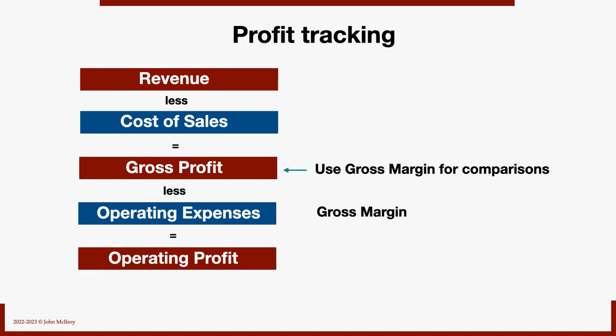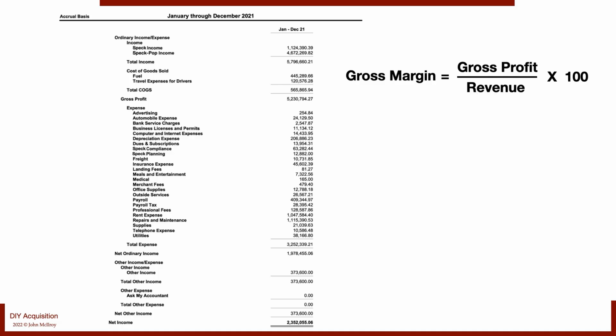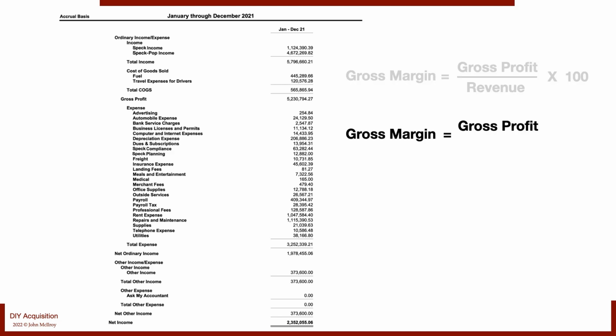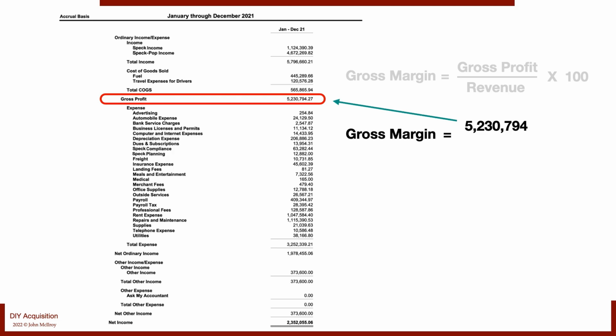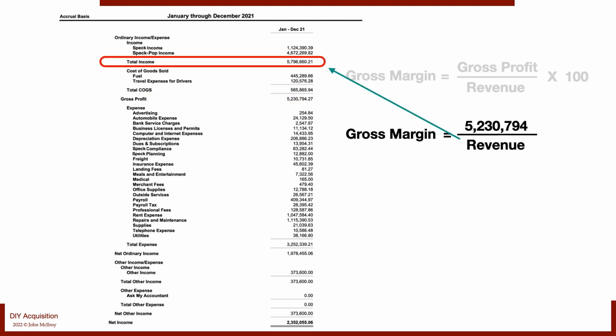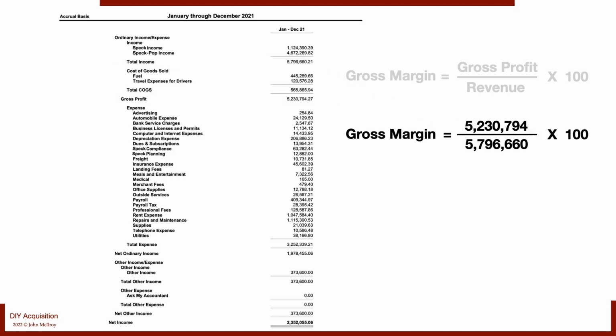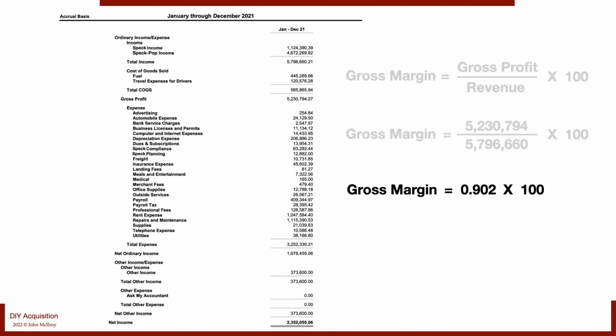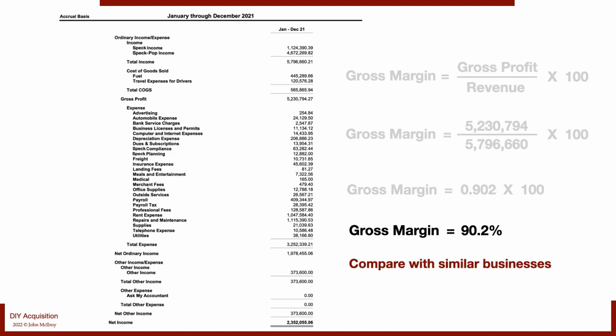And of course, gross margin is just gross profit divided by revenue times 100. And if we pick up the numbers from our income statement for gross profit, we put in 5,230,794. We divide that by the revenue, which of course is 5,796,660. Multiply that by 100, we get 0.902 times 100, or a gross margin of 90.2%. And now we've got a number that we can compare with similar businesses to determine its profitability.